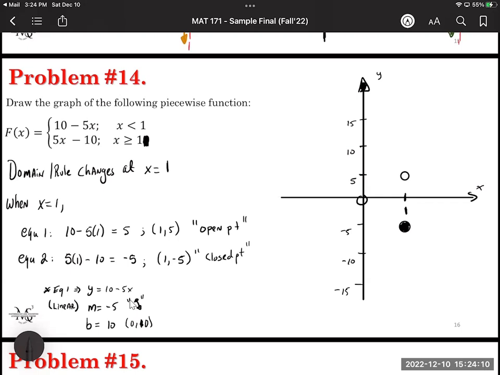Yes, it will. Because if you look at the first equation, it's only true if x is less than 1. So I can plot my y-intercept, and I can draw a line that's decreasing. From left to right, it's a line that's decreasing. This first equation is y equals 10 minus 5x when x is less than 1.